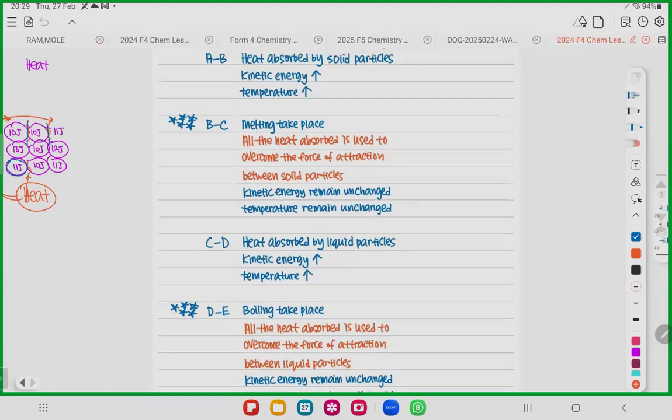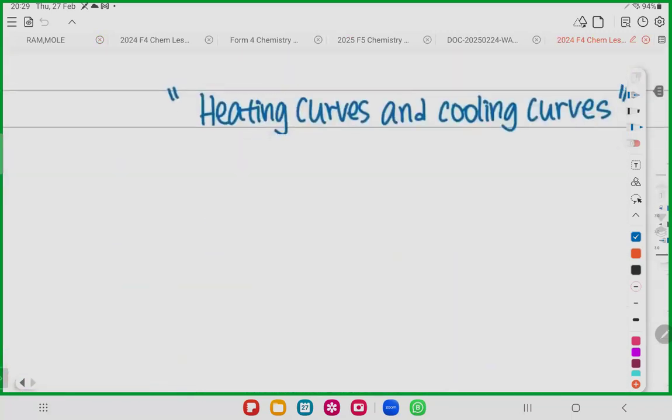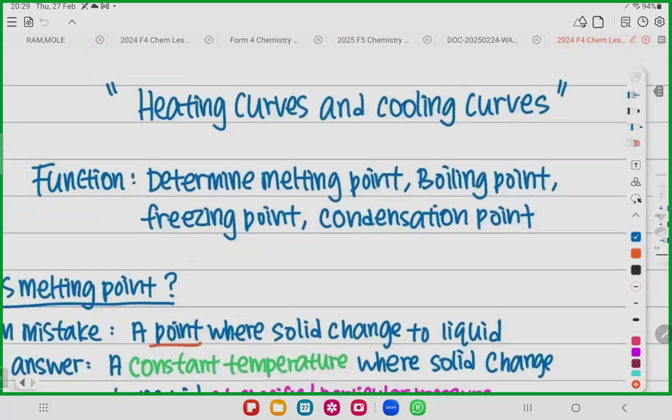Okay, this subtopic is called heating and cooling curve. We will learn something called heating curve and cooling curve. So first and foremost, you must know why we need to learn that. Heating and cooling curves are a special graph.